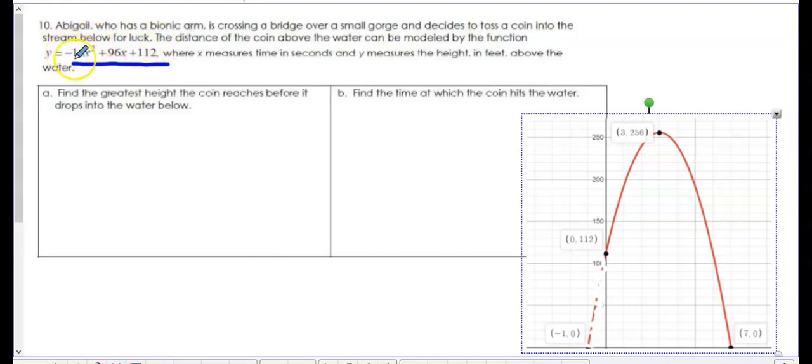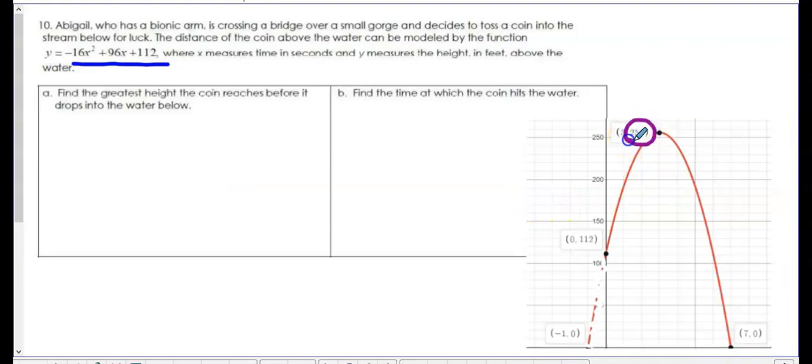And again, you've got that -16 for gravity, where X measures the time in seconds, Y measures the height in feet. So this is in feet. Find the greatest height the coin reaches. Okay, greatest height the coin reaches is the Y value of the vertex, 256. Find the time that the coin hits the water. The coin hits the water at 7 seconds. And that's it. That's all you have to do.